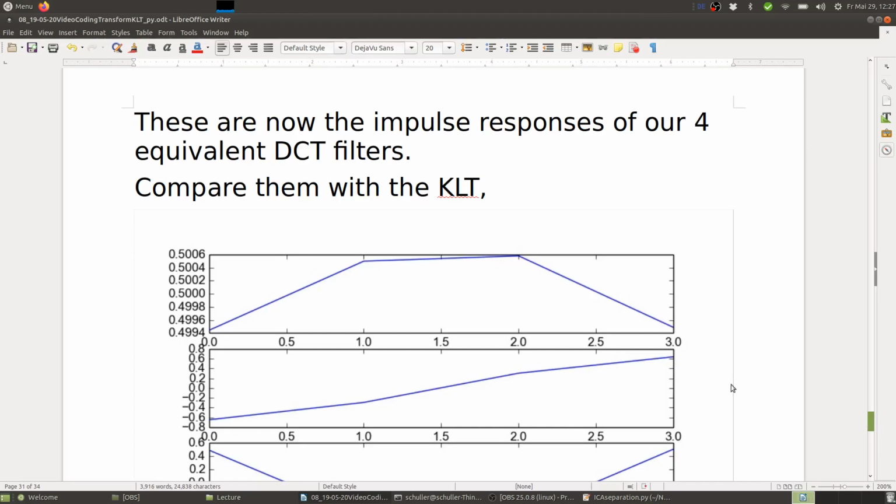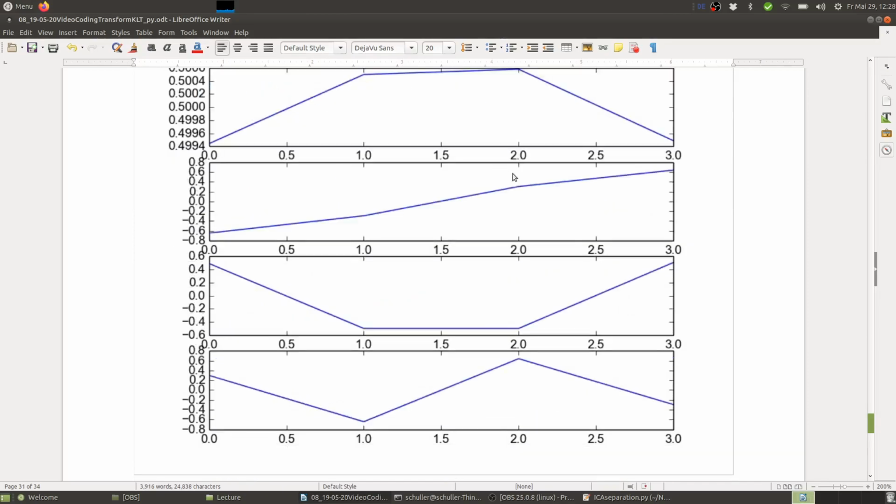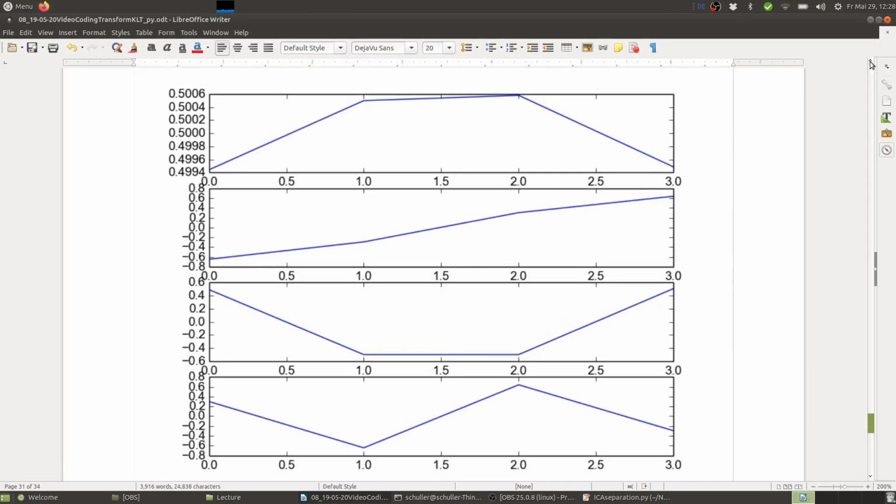And we can now also compare it to the KLT here. So again, this was the KLT, and it looks almost the same, except for some slight changes. Right, when you compare it here, it's almost exactly 0.5, but slight deviations here. Here we have a constant rise.